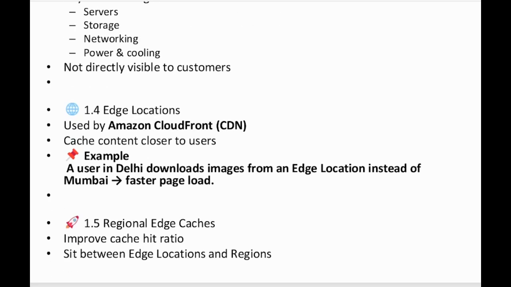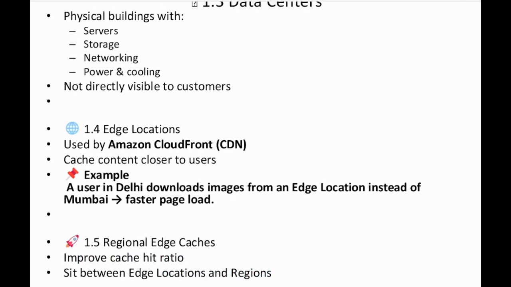Okay. So what are regional edge caches? They are used to improve the cache hit ratio and sit between edge locations and the region. Okay, edge location and the region. So this is the difference. You can understand what regional edge caches are: they mainly improve the cache hit ratio and sit between the edge locations and the regions. Only you should keep this in mind.